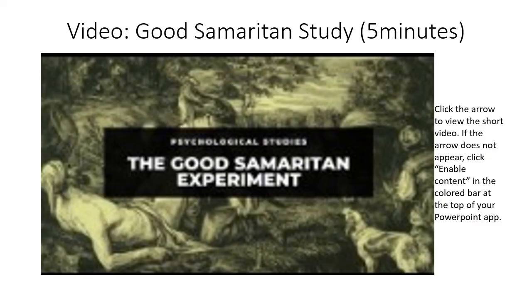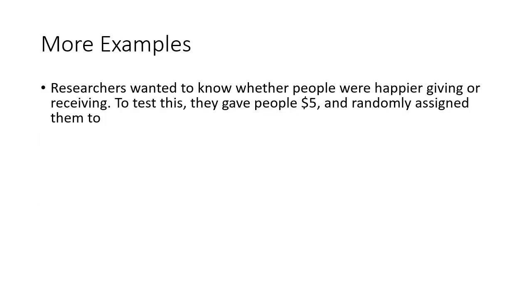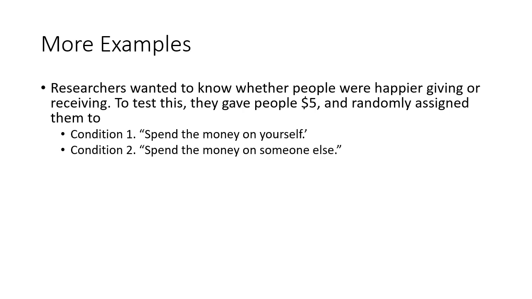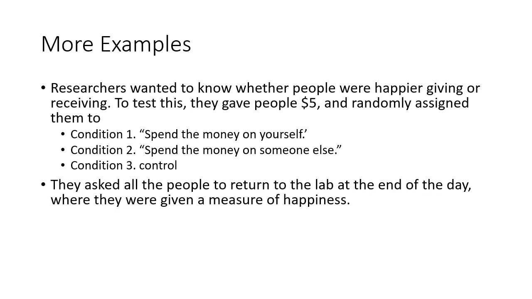So let's do a few more examples. Researchers wanted to know whether people were happier giving or receiving. To test this, they gave people $5 and randomly assigned them to either condition 1, spend the money on yourself, condition 2, spend the money on someone else, condition 3, a control condition with no instructions about what to do with the money. They asked all the people to return to the lab at the end of the day, where they were given a measure of happiness.